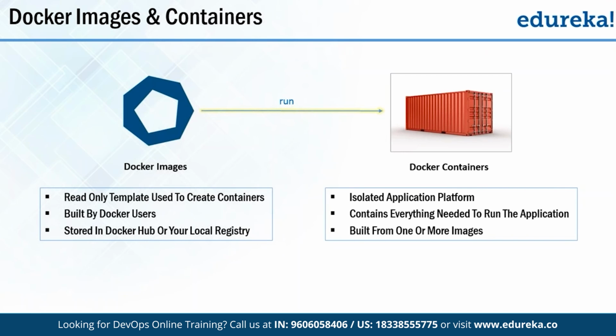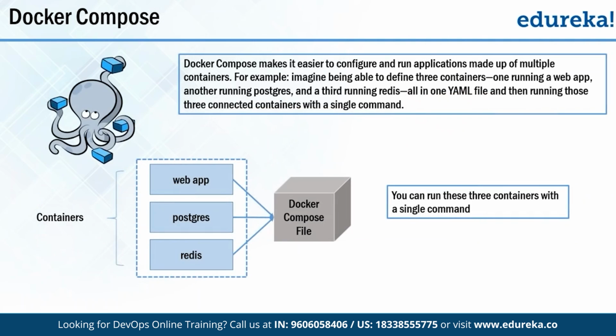So let us now recall what we did. First, we installed Docker on Ubuntu. After that, we pulled a CentOS image from Docker Hub. And then we built a CentOS container using that CentOS image. So are we clear? Now I'll move forward and tell you what exactly Docker Compose is.